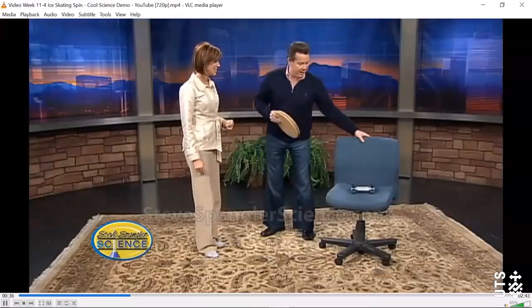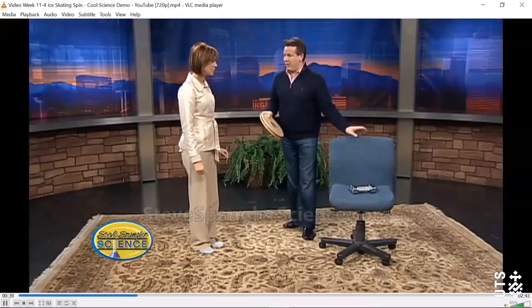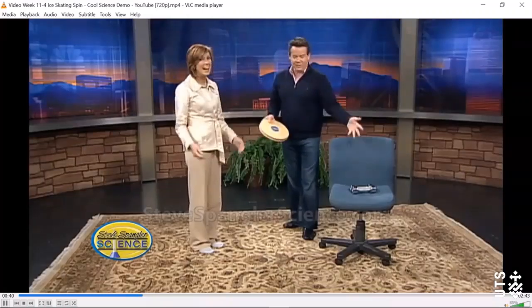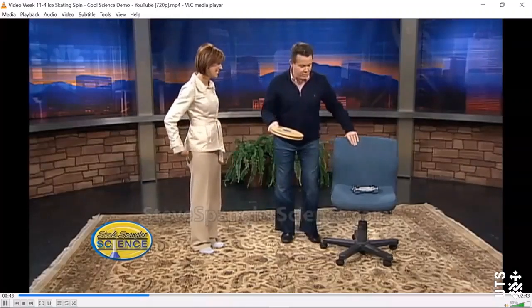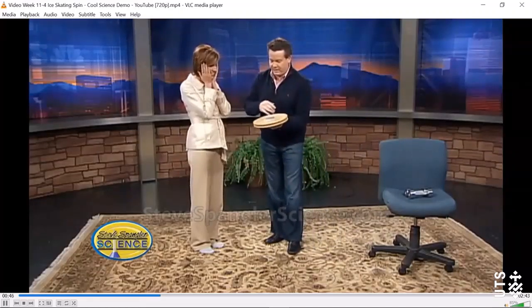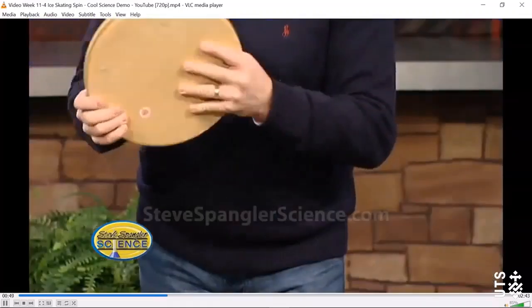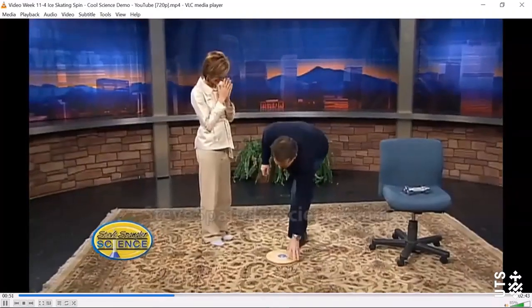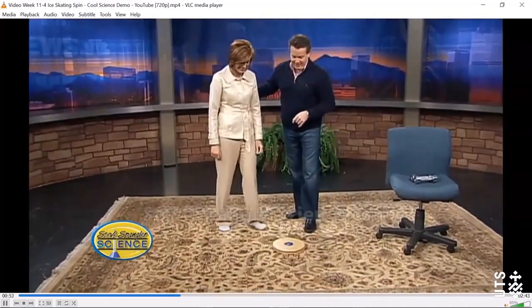A lot of people do this demonstration by having people spin in an office chair, because you're sitting and that would be safe. But we're not going to do things safe. See this little exercise thing here? It has ball bearings. It's like a lazy Susan for a person. So now you just stand on this.